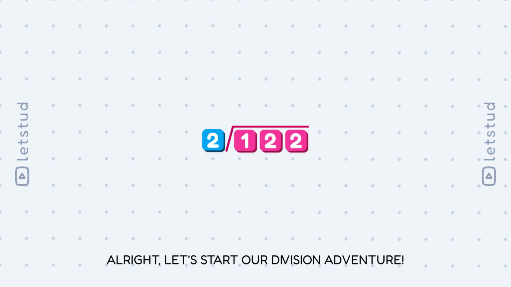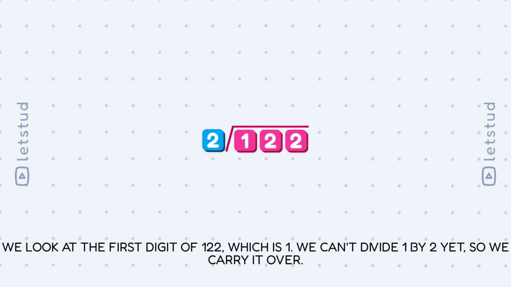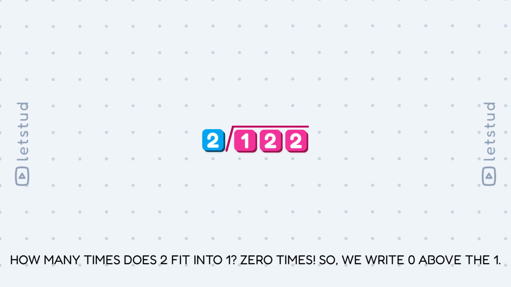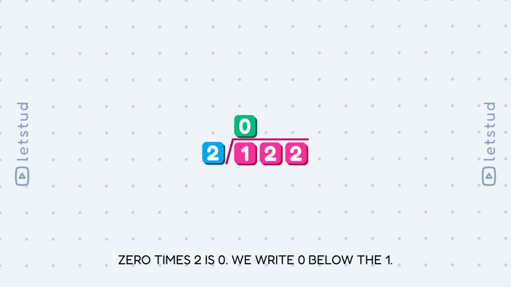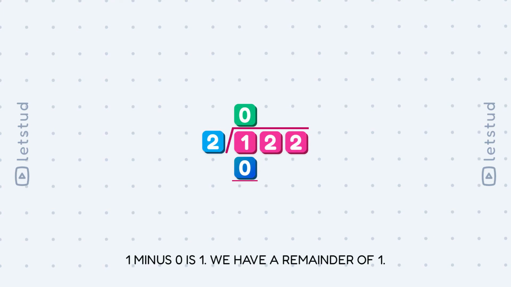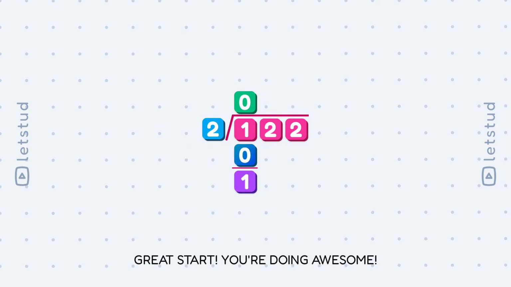Alright, let's start our division adventure. We look at the first digit of 122, which is 1. We can't divide 1 by 2 yet, so we carry it over. How many times does 2 fit into 1? 0 times, so we write 0 above the 1. 0 times 2 is 0. We write 0 below the 1. 1 minus 0 is 1. We have a remainder of 1. Great start, you're doing awesome.